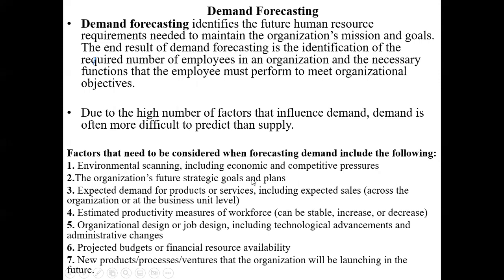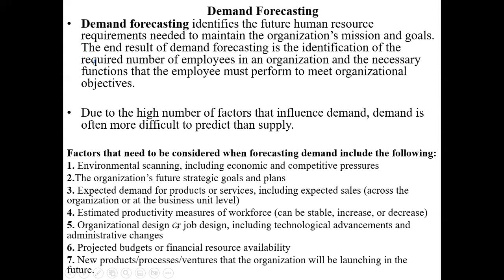The organization's future strategic goals, which was the first thing that I said you have to consider. The strategic objectives of the company, the expected demand for products and services, so that if you think maybe going into Christmas the demand for your services will skyrocket, then you can decide to bring some more hands around that time and use them for that period in order to meet your productive targets. Estimated productivity measures of the workforce, whether you think it is likely to be stable, increase or decrease, all these will influence the demand forecasting.